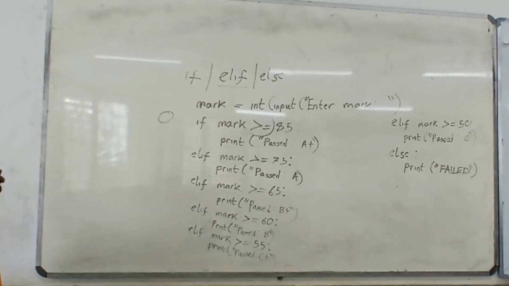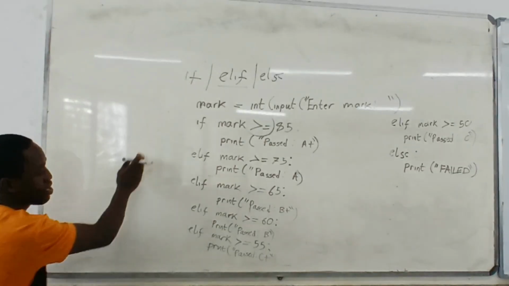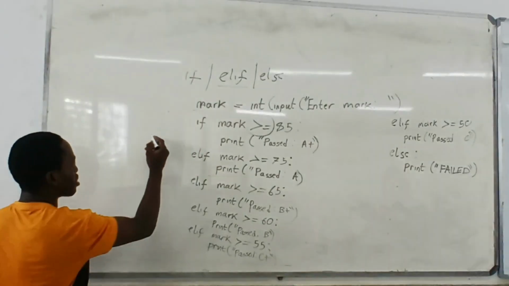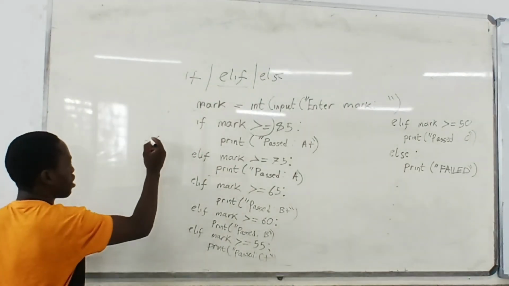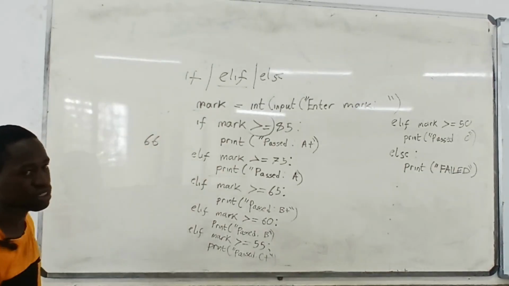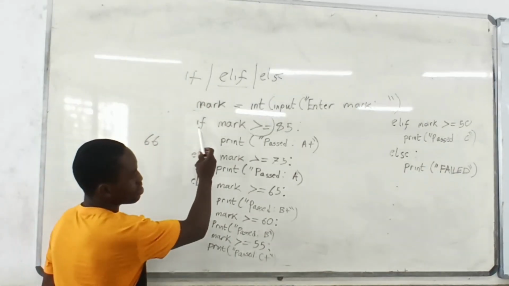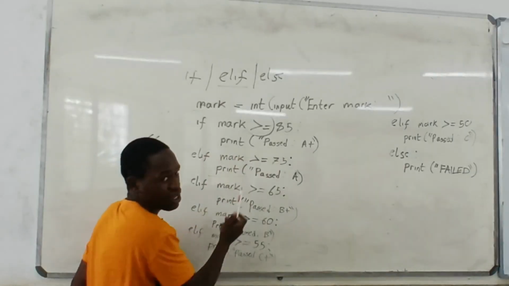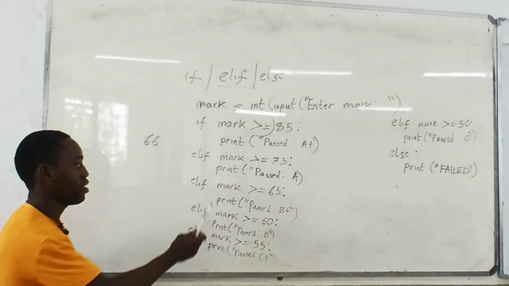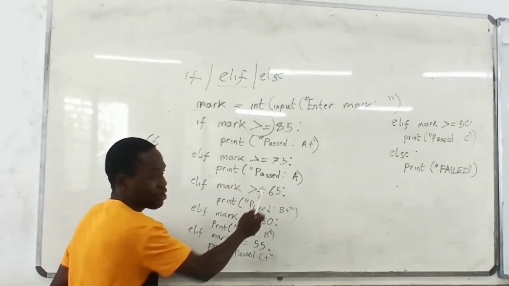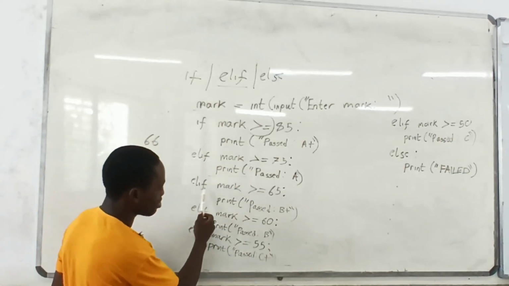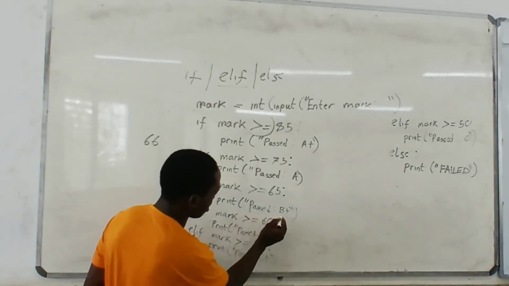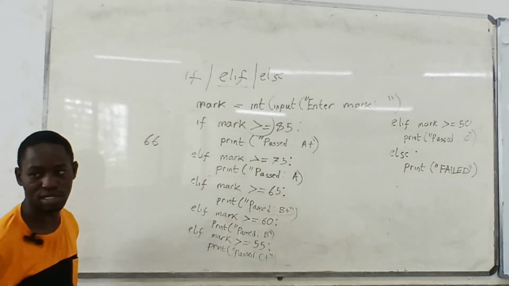Okay. So let's say we had 66, right? The person has entered 66. Is 66 greater than 85? No. Is 66 greater than 75? No. Is 66 greater than 65? Yes. Then it will print passed with a B plus and it stops there.